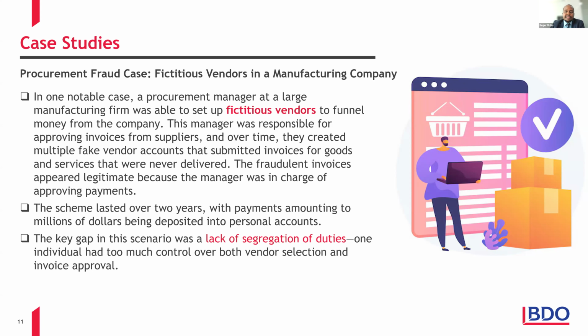And the key gap in this scenario was the lack of segregation of duties, because as you see, there was one individual, the manager, who had too much control over both the vendor selection and the invoice approval. Also, there were weak internal audit processes because invoices were rarely cross-checked with actual deliveries. And this case highlights the importance of independent reviews and regular vendor audits, because organizations need to ensure that no single employee has unchecked control over financial approvals and invoices as well.